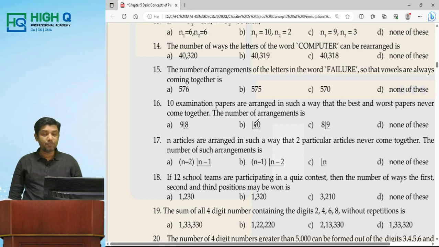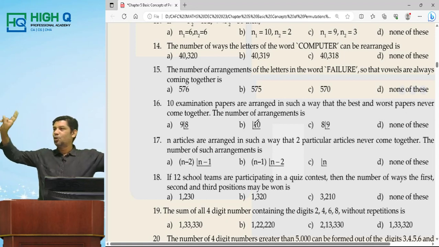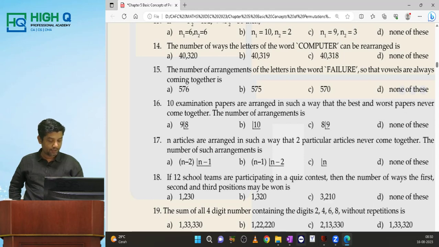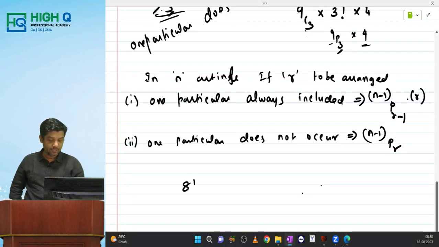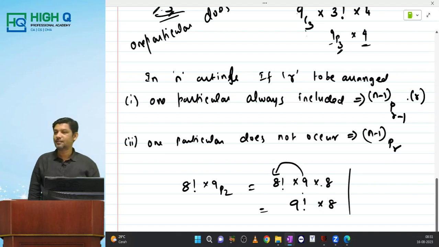The number of arrangements is 8 factorial into 9P2. This is actually like 10 people, 2 particular will not sit next to each other. 8 factorial into 9P2. Sir, but that way the option is not given, sir. But the option is there, my dear. What is the answer you said? 8 factorial into? What is 9P2 can be written as? 9 into 8. Say yes or no? What is 9 into 8 factorial? Into 8. Is that correct, my dear?